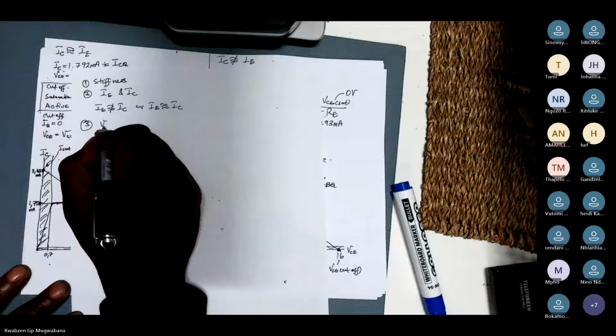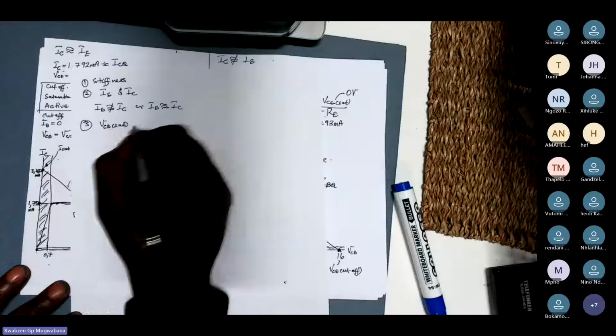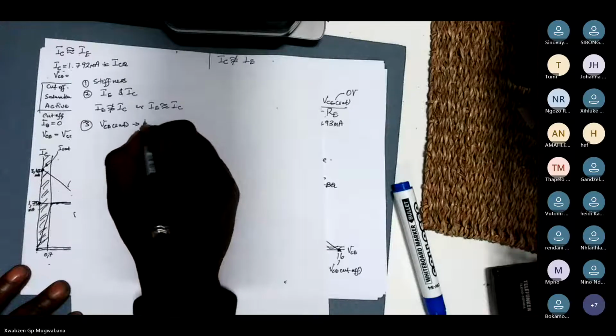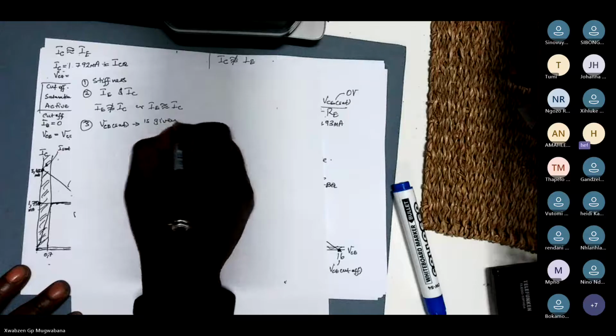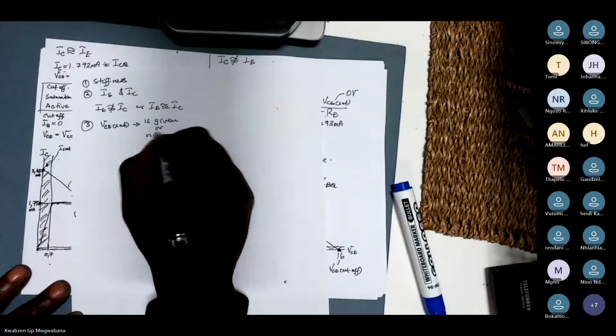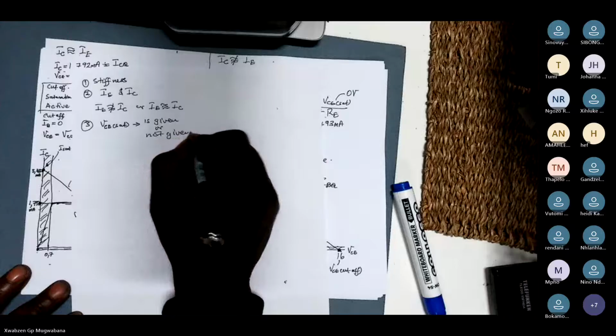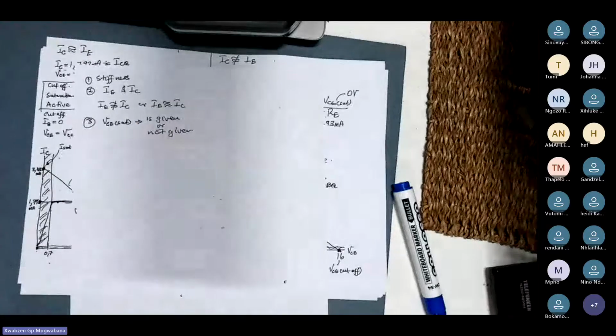I C E saturation is given or not given. These are the conditions. Does it make sense? Yes. Good. Next question.